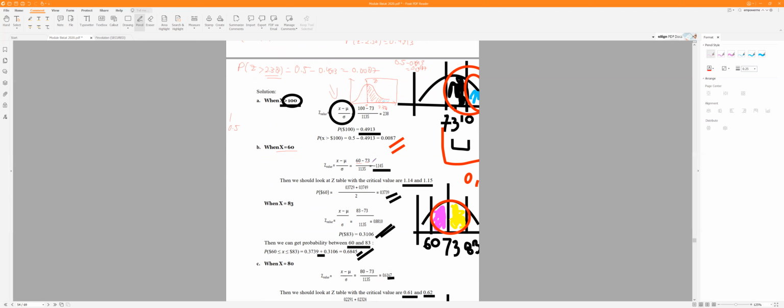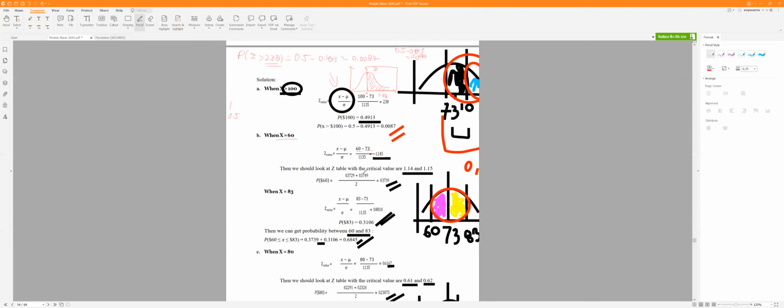So 60 minus 73, you get a Z value of negative 1.145. So what if you get negative? Okay, no, calm down. It's not the end of the world. We should look at the Z table with the critical values 1.14 and 1.15 because the Z value actually is 1.145, right? It falls between these two numbers.